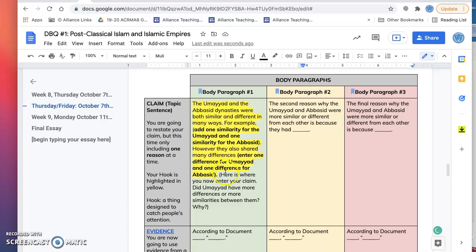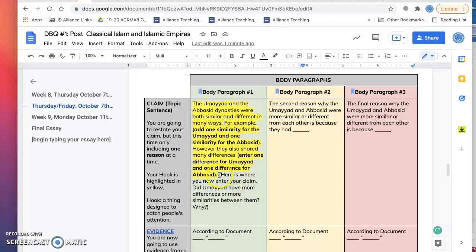I'm the reader, so you want to make sure you interest me. You want to show me what you know about the Umayyad and the Abbasid. That's why I included a similarity for both of them and a difference for both of them. But you can add your own hook if you like. This is just my own. You can use this one. Just make sure you plug in the similarities and differences.